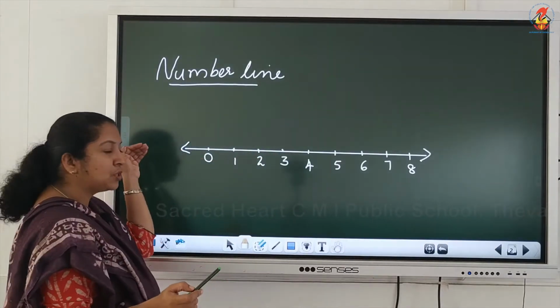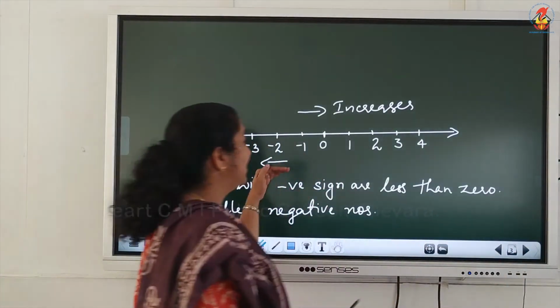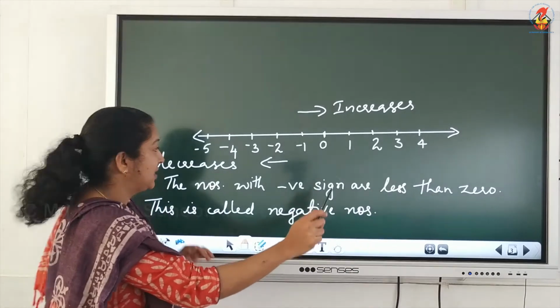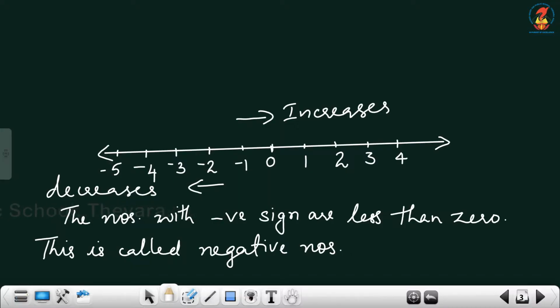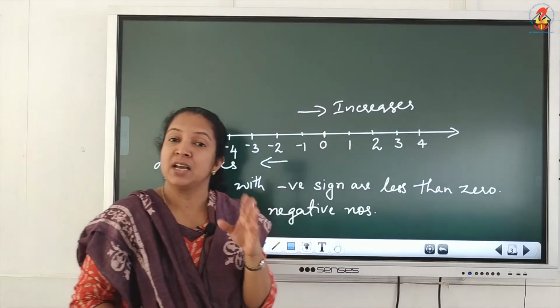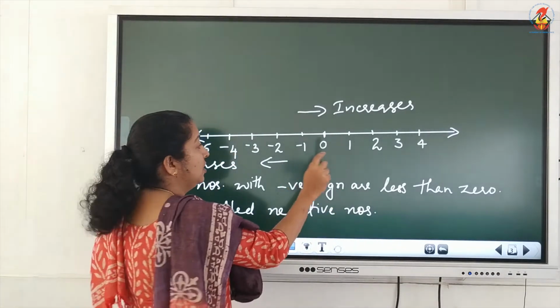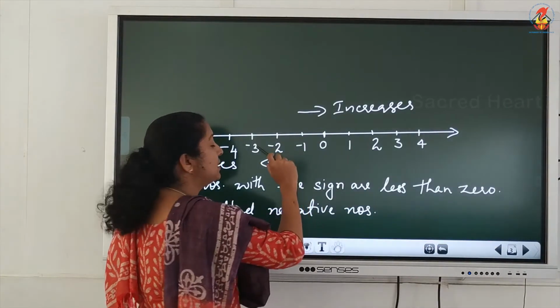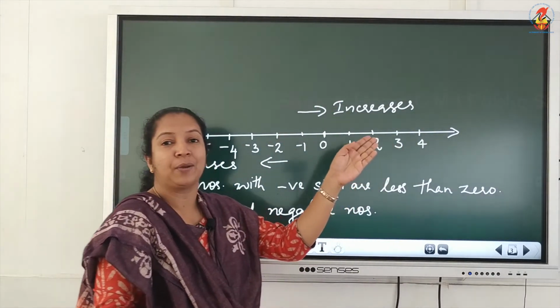In the same way, here also some numbers are there. Towards the right side it is 0, 1, 2, 3, 4, etc., and towards the left side it is -1, -2, -3, -4, -5, etc. The negative sign indicates that it is less than 0 and it is just the opposite of 1. Opposite of 1 is -1, opposite of 2 is -2, opposite of 3 is -3, and the other way also, opposite of -3 is +3.